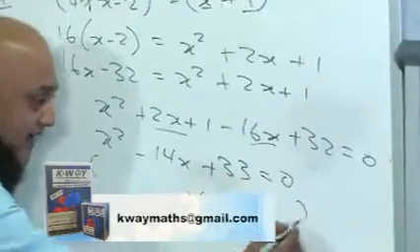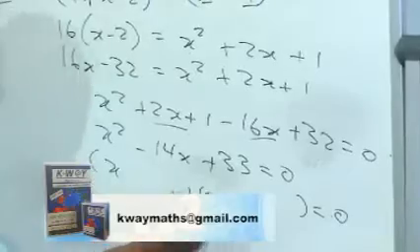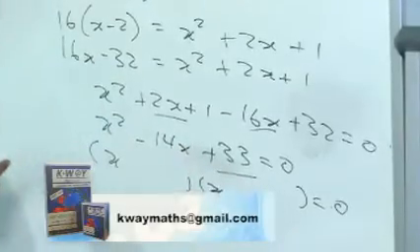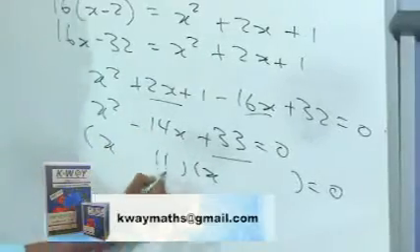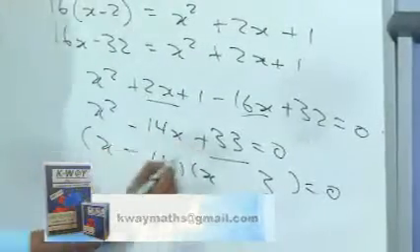We now factorize that equal to 0. What do I get? x and x. My factors of 33 to give me 14. Let's see how sharp you are. Can you do it? 11 and 3. 11 and 3. Negative, negative.